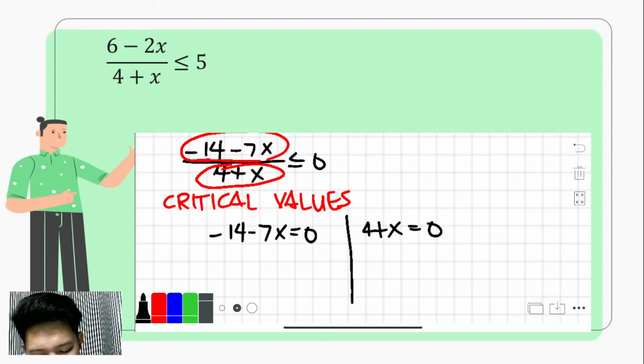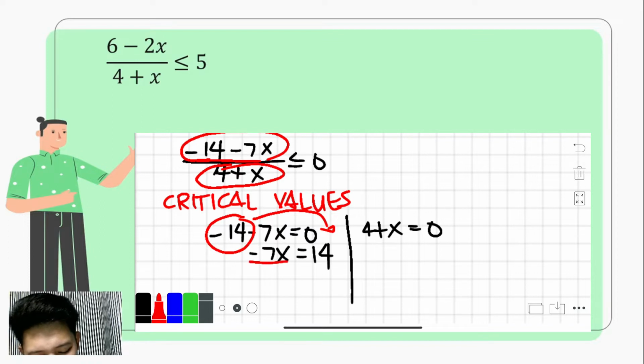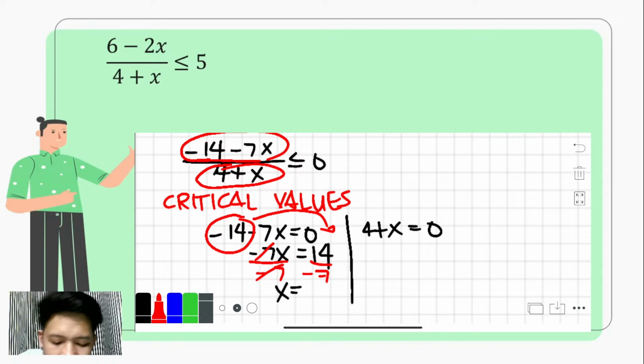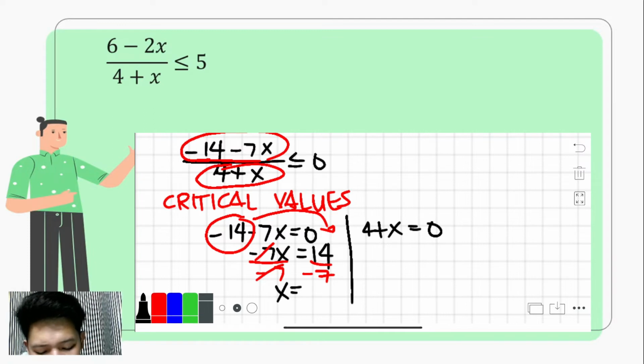So, this becomes negative 7x equals, ito ililipat natin sa kabila. So, that becomes positive 14. Okay? And then we have to divide both sides by negative 7 para x lang po yung matira dito sa kabila. Hence, our first critical value would be x equals, what's 14 divided by negative 7? That is negative 2. So, ito po yung ating unang critical value.